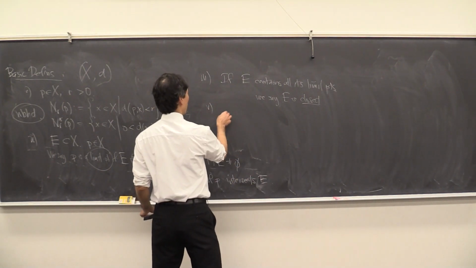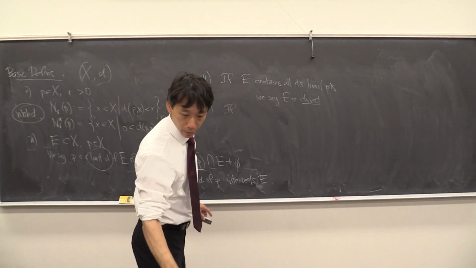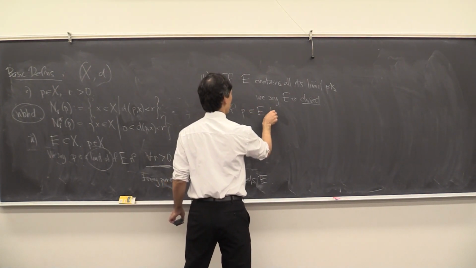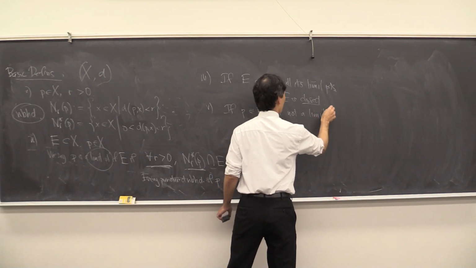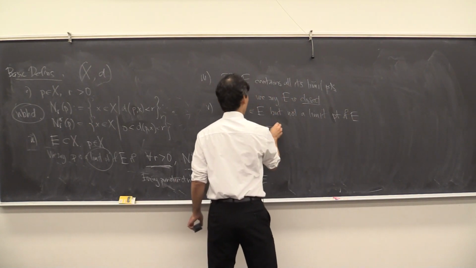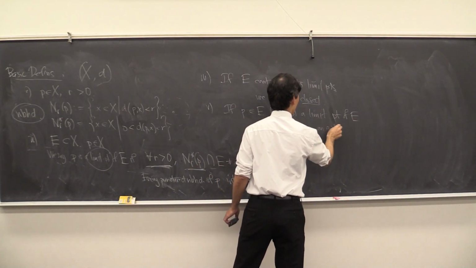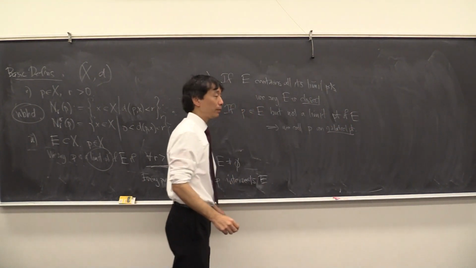Okay. Definition 4. If P is in the set, but not a limit point of E, then we call P an isolated point. An isolated point of E.